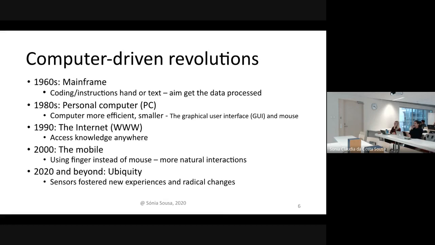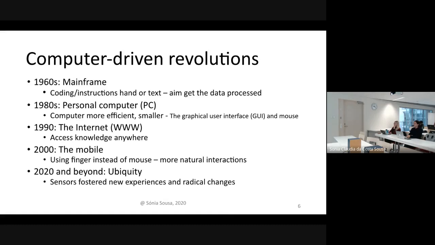Then came the internet. So information was accessible everywhere. Nowadays, children don't go to the library to look for sources. They go to the internet. They ask Google everything. So the way knowledge was produced and distributed changed here with the internet.